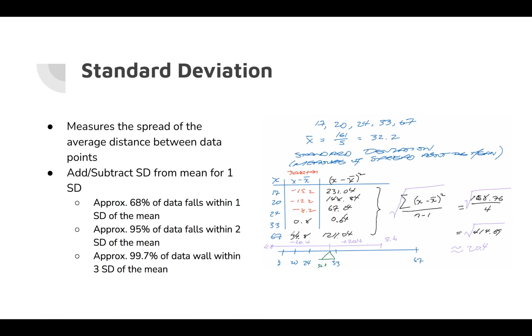Standard deviation is another important number that can be used to analyze a numerical distribution. It measures the spread of the average distance between data points. Here is also an example of how to find standard deviation, with the equation that is used to find it.